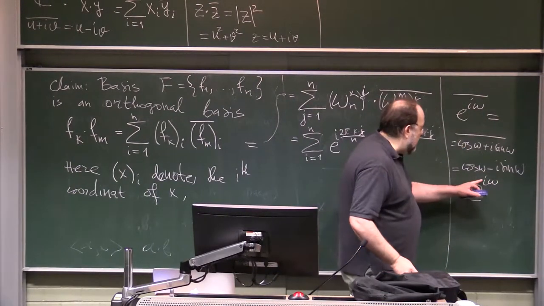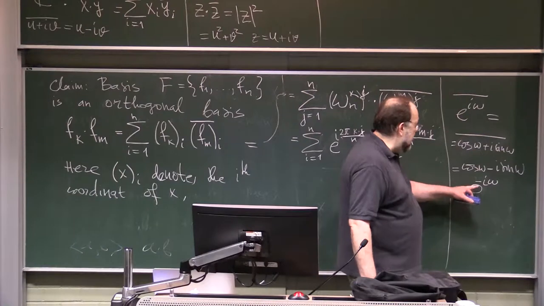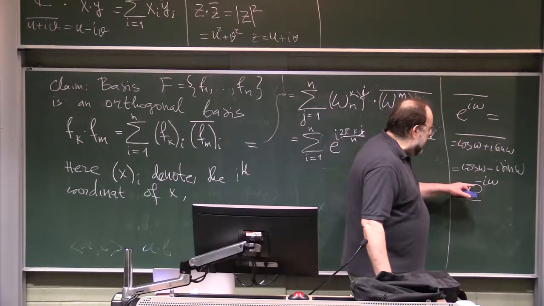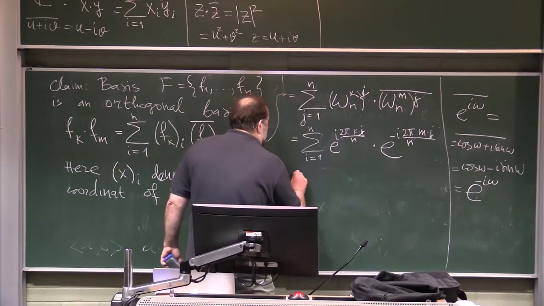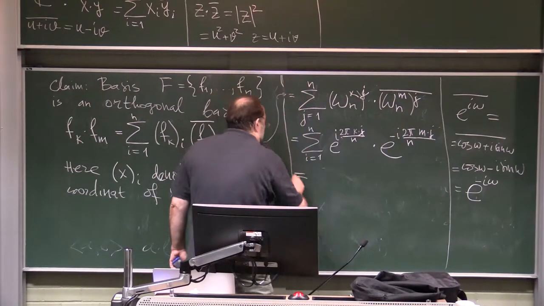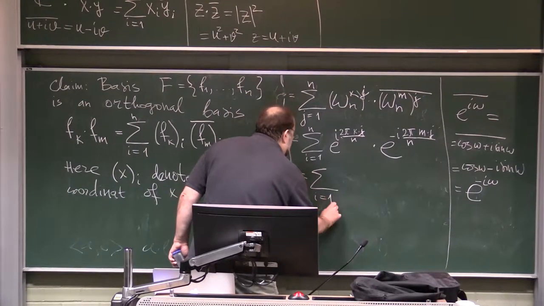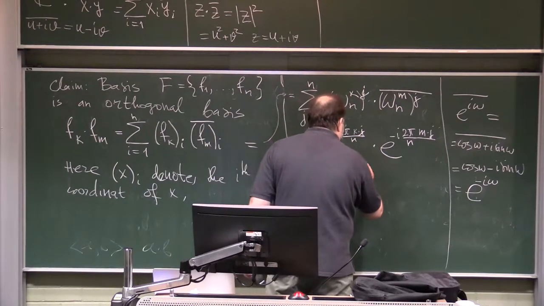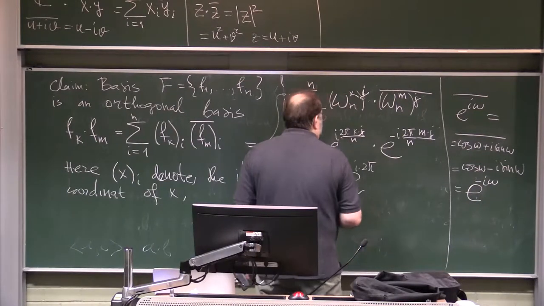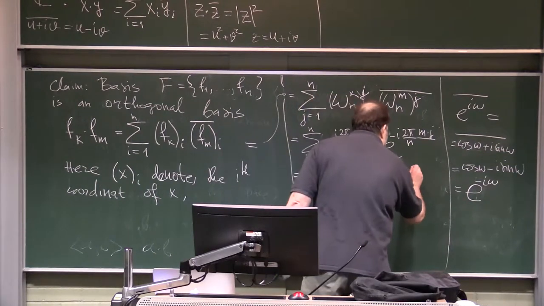And it is easy to see that this is precisely e to the minus i omega, right? Because this is cosine of minus omega, which is the same as cosine omega, since cosine is an even function, and plus i times sine of minus omega, which is minus i sine omega. Okay, and now I can simplify this by putting it together, and I get the sum over j from 1 to n of e to the power i times 2 pi times k minus m times j.